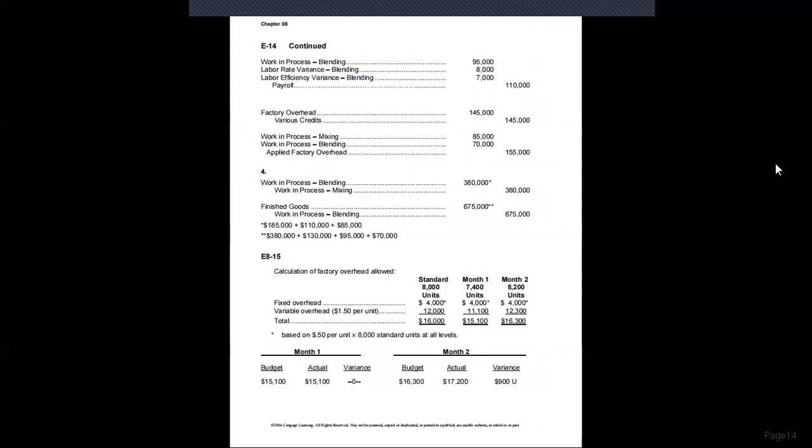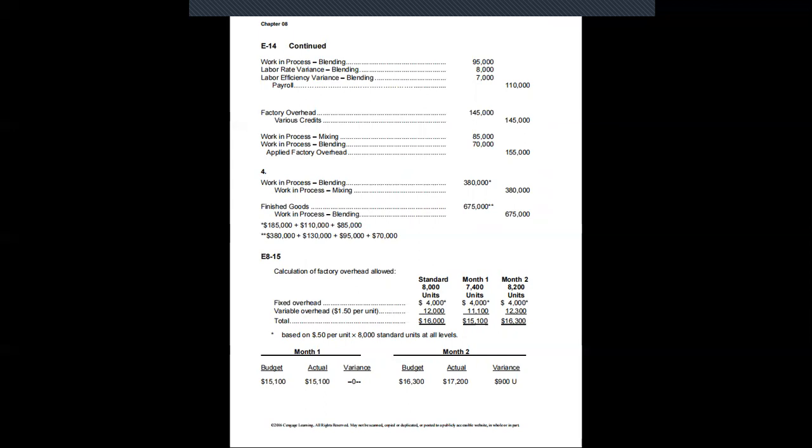Okay, now we are still on E8-14. Question number 3. The entries record the actual and applied factory overhead. So in here in the blending department, we are still in entry number 2 to record the labor cost and the variances in the blending department.